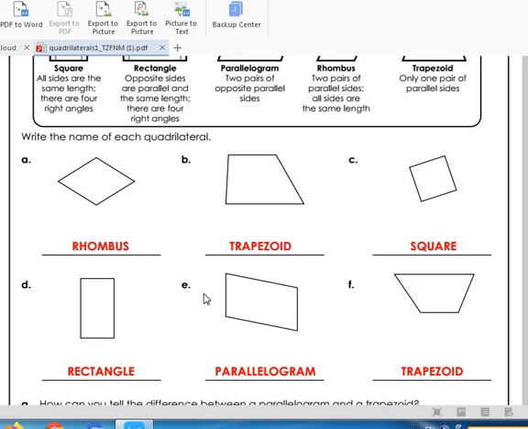I have here a rectangle. I have 2 sides longer than the other 2 sides. Parallelogram, each 2 sides are parallel, and trapezoid.